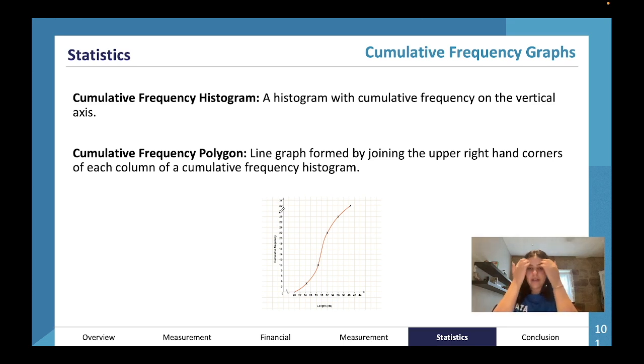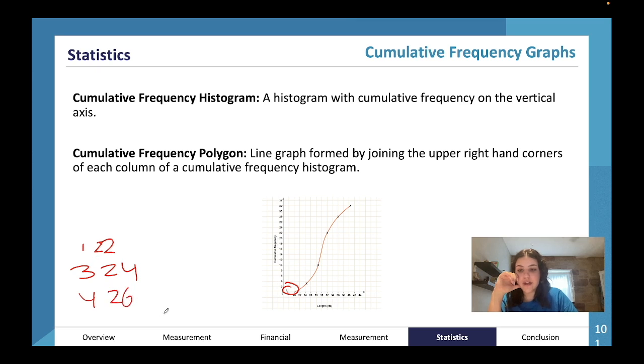Okay, this is a bit more complicated. See how we have, first of all, I want to point out our little jump here. So we jump to 20 and then we go 22, 24, 26, 28, so on and so forth. Cumulative frequency histogram is a histogram with cumulative frequency on the vertical axis. So this is saying, say our scores were one person had 22 centimeters, 3 people had 24 centimeters, 4 people had 26 centimeters. Our cumulative frequency by the time we get to 26 is going to be 8. So at 26, say we'd be at 8 if that was correct.